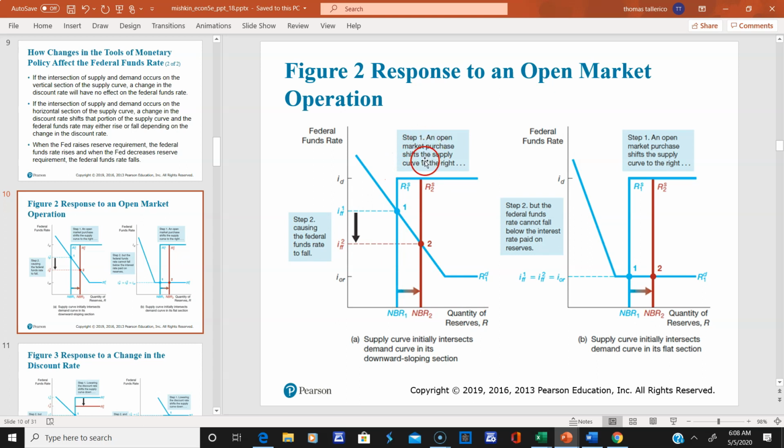So an open market purchase will shift the supply curve to the right. You see that right there? Right, and then causing the Fed funds rate to basically fall against this demand curve here, and vice versa here. So this is the Fed funds rate versus the quantity of reserves.